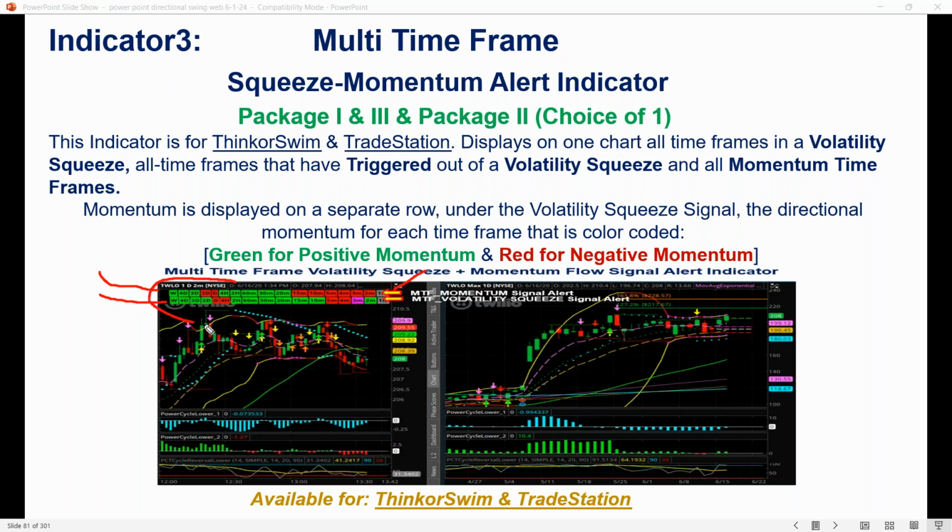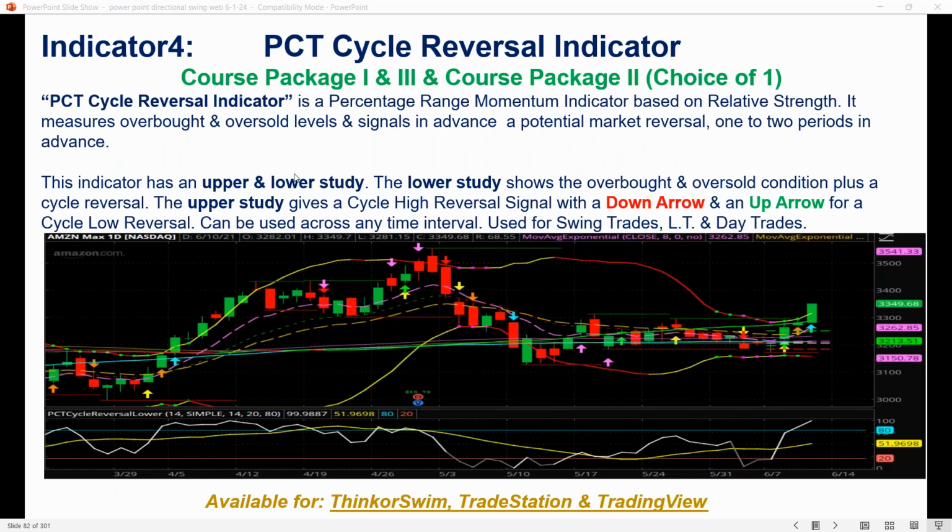You can see this is on the top of the chart. I like mine down on the bottom, but you can do it however it looks best visually to you. This will show you every time frame that's in a squeeze, from 2 minutes all the way up to weekly, and also the momentum of each time frame. So it's a really quick way to analyze a specific stock. We'll go through a few more examples here in a minute.